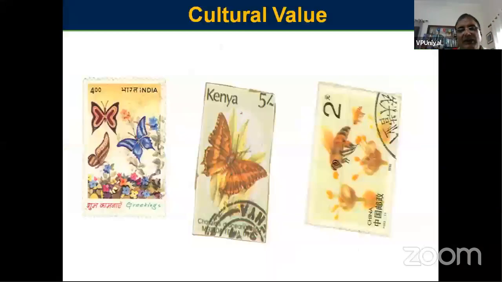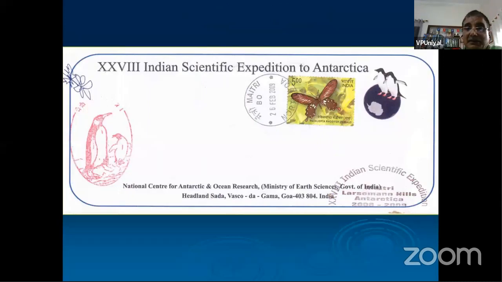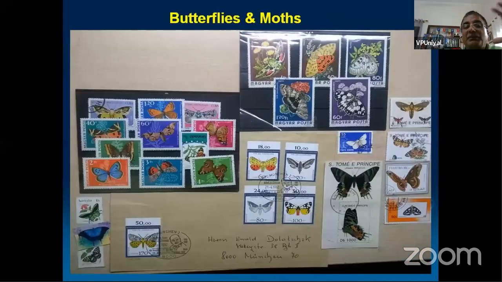kids, on the number of butterfly species. Even in cultural values, how can the common people understand the value of butterflies? This is the culture: butterflies in Kenya, in China, that is pollinators. But our country has stamps on butterflies. This is one of the means of communication.